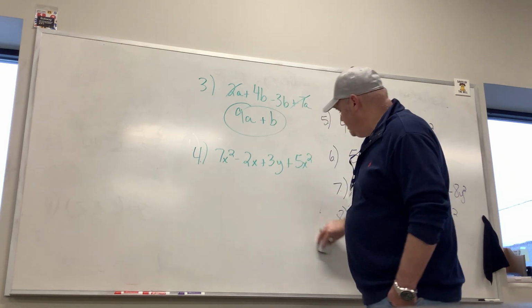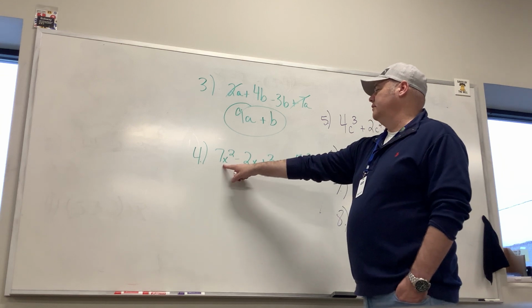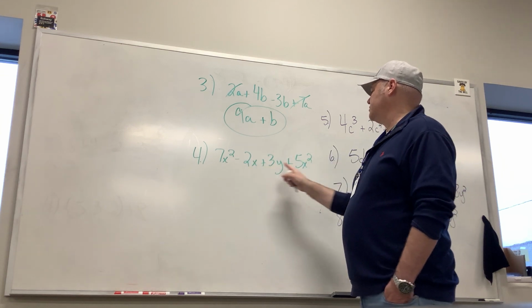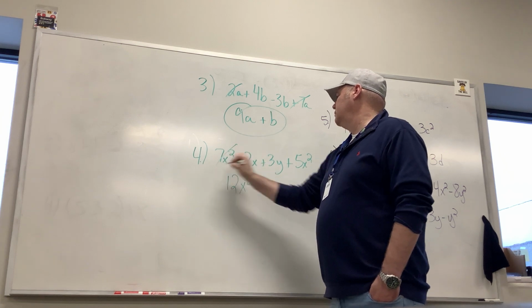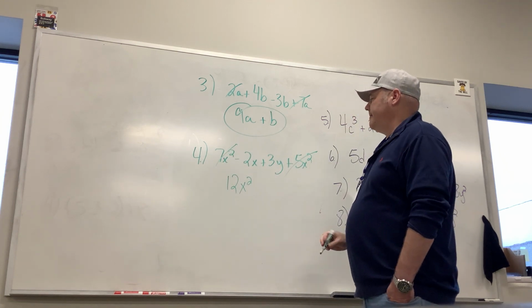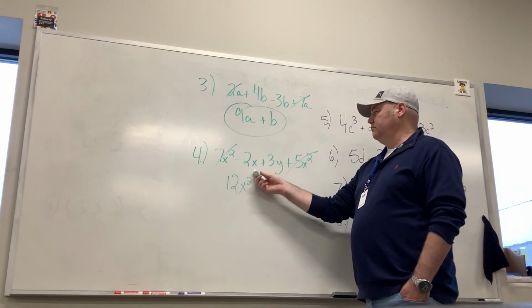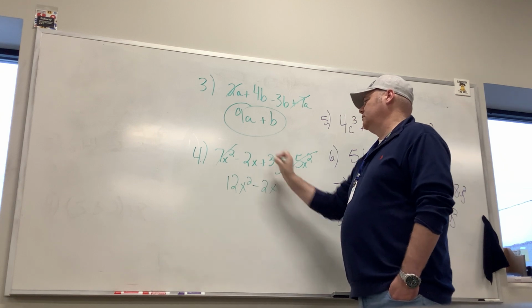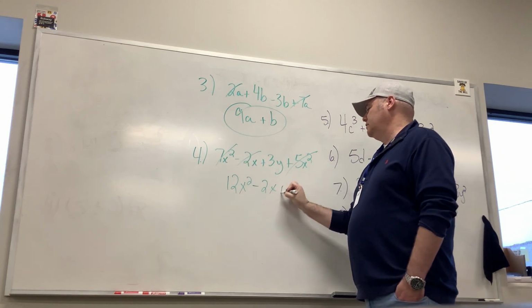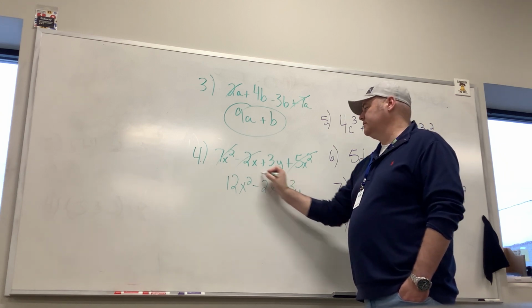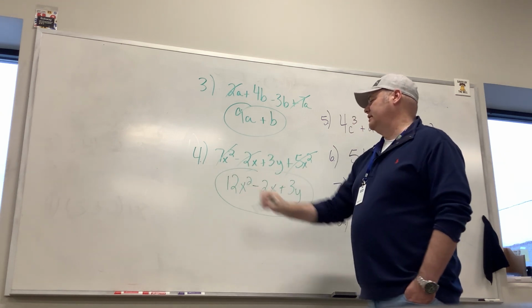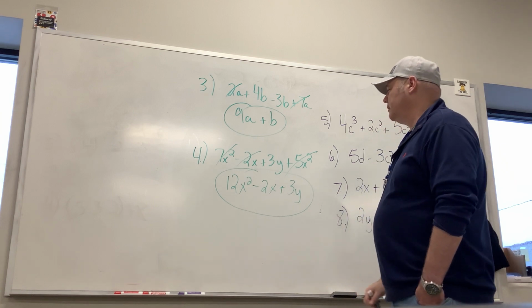So I'm going through and I'm seeing, is there another x squared? There is. 7x squared plus 5x squared is 12x squared. Okay. Is there another x up here? No. So it's just 2x. And is there another y? No, it's just 3y. And then I do a quick check to make sure there's no more like terms. There is not. So that is my answer. Okay.